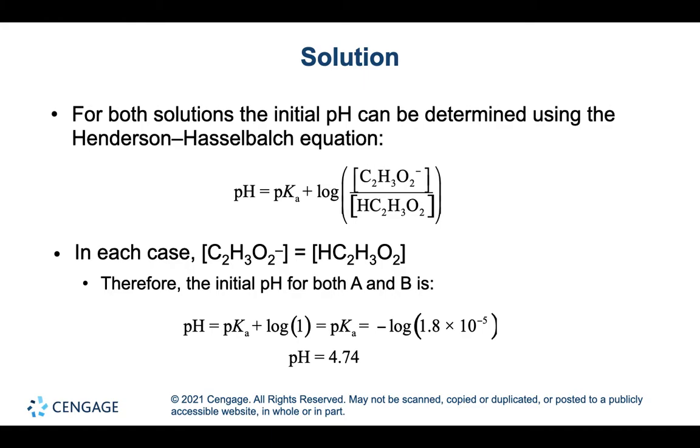So in both cases, A and B, your beginning pH is pKa, or negative log of 1.8 times 10 to the minus 5th, which is 4.74. So the acetic acid acetate buffer centers its pH around 4.74, which is the pH anytime the molarity of the acetate and the acetic acid are equal.